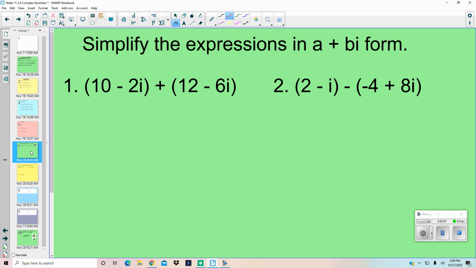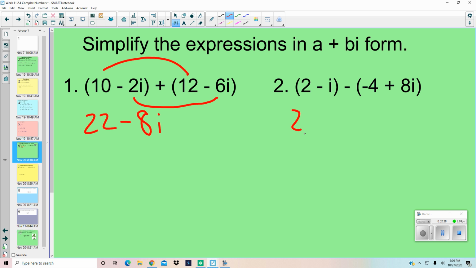All right, so when you're simplifying by adding or subtracting, you're just combining the like terms. So you can add the real parts and then the imaginary parts. So when I add these two together, I get 22. When I add these two together, I get -8i. Okay, and it's just as simple as that. That would be the answer.